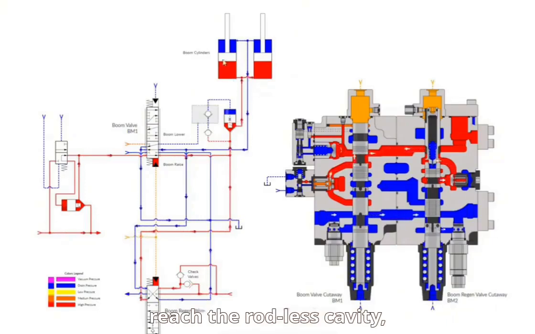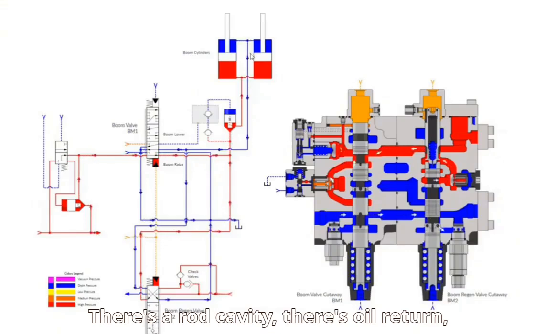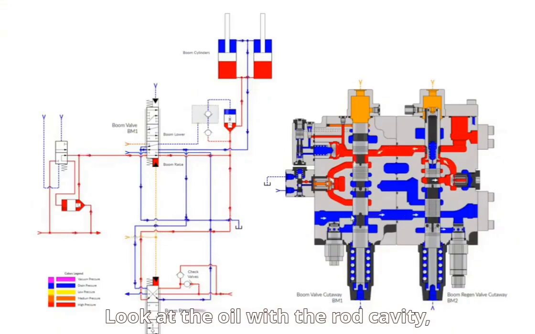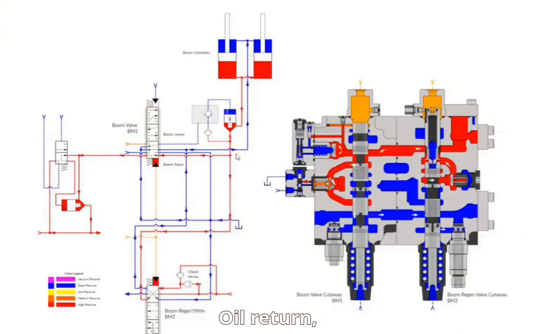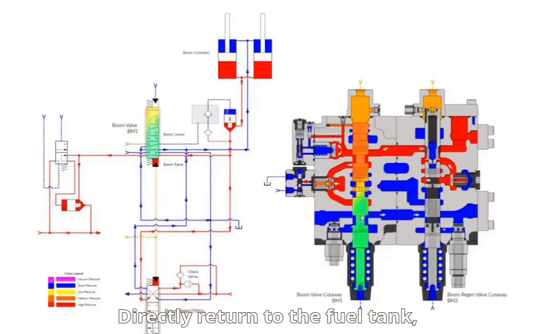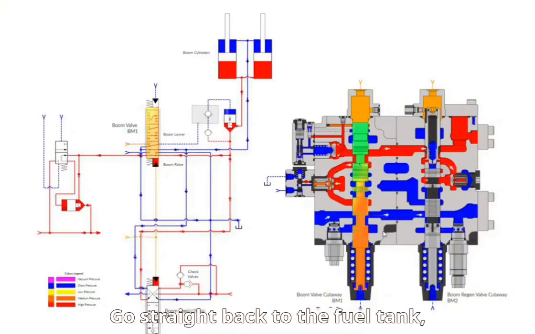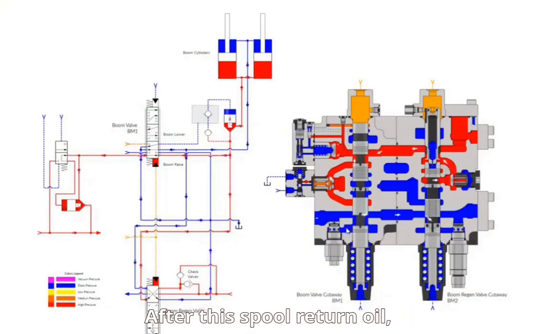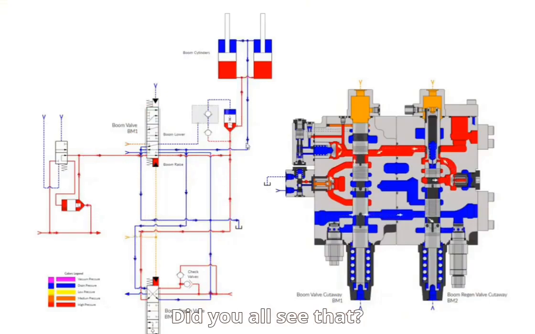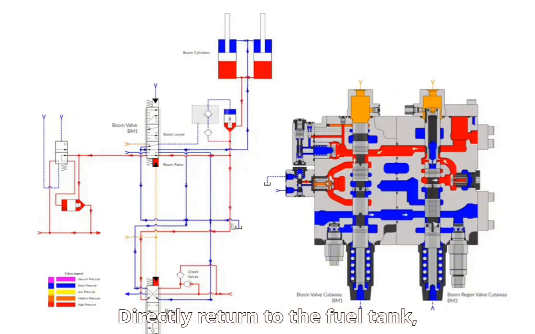It reaches the rodless cavity, and then there's the rod cavity, which has the oil return. Look at the oil return from the rod cavity. On the one hand, through this spool, it directly returns to the fuel tank. On the other hand, through this spool, it goes straight back to the fuel tank. This road is the return of oil, after this spool. Did you all see that? Oil return, on the one hand, through this spool, directly returns to the fuel tank.